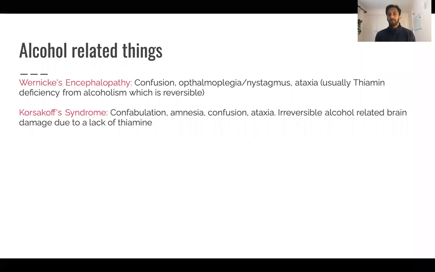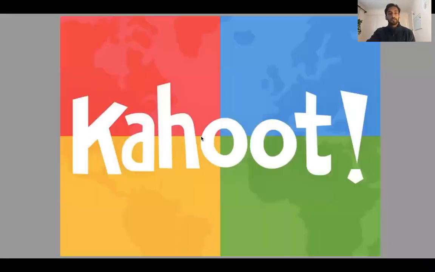So people have memory loss. They have confabulation, which is literally a psychiatric presentation where they're talking nonsense, and ataxia as well. And this is irreversible. So in both cases, it's usually due to a vitamin deficiency from alcoholism, and you literally treat them with thiamine in order to reverse these changes in Wernicke's, not really in Korsakoff's.